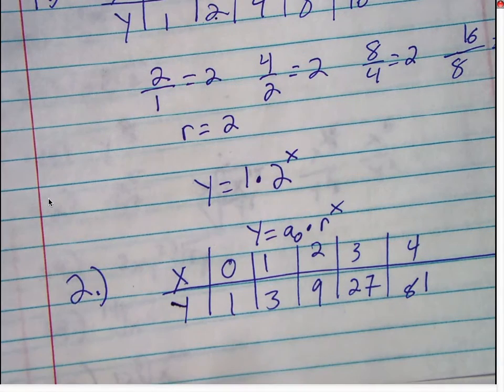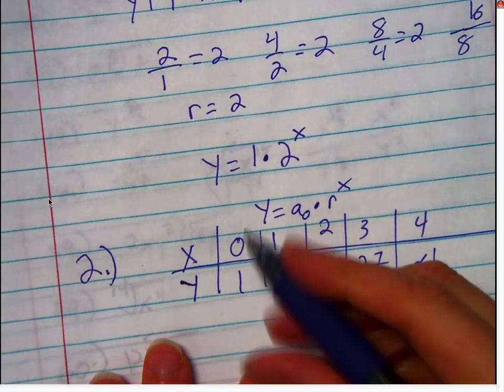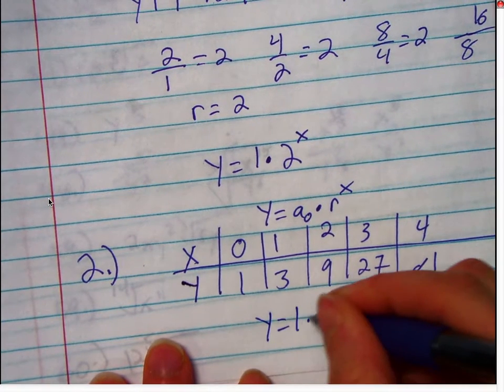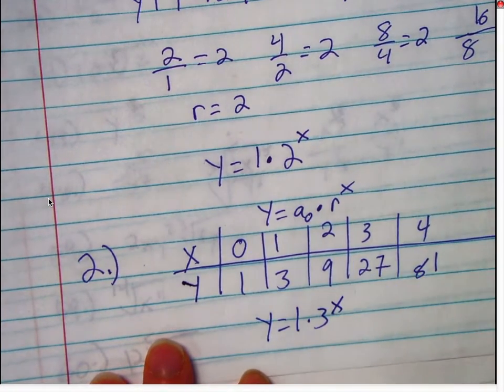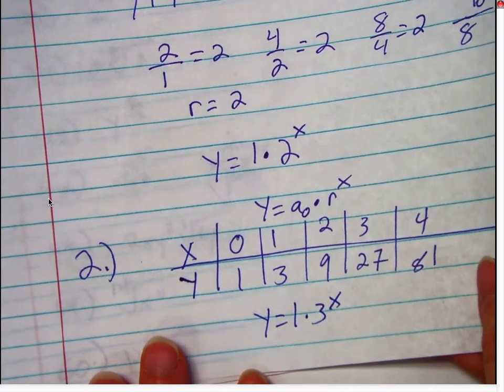Okay, what did you guys get? Y equals 1 times 3 to the x. Good. Let's try one more where you guys try it on your own. Ready?